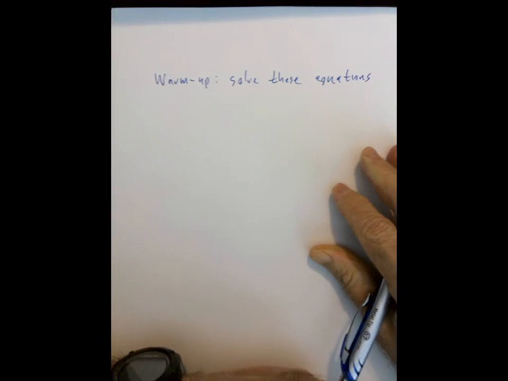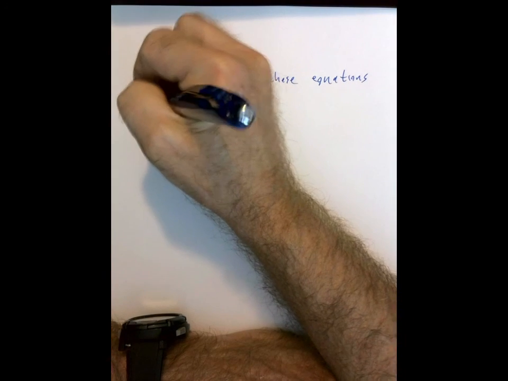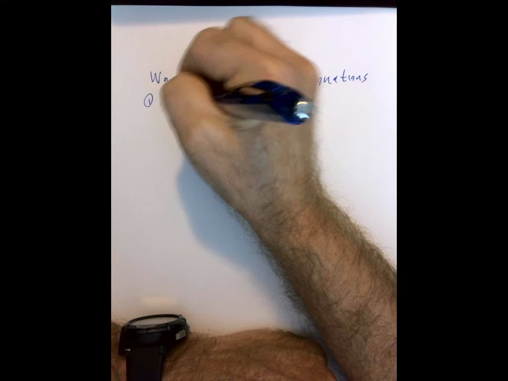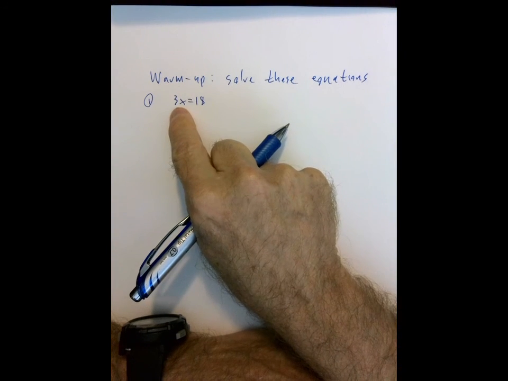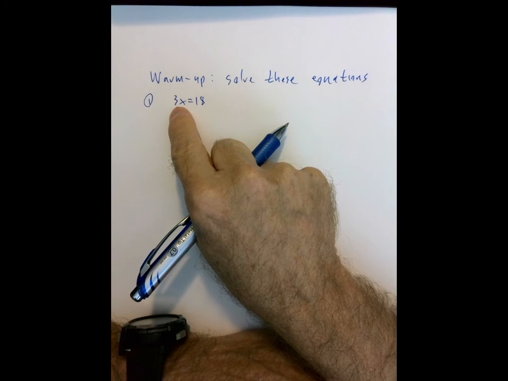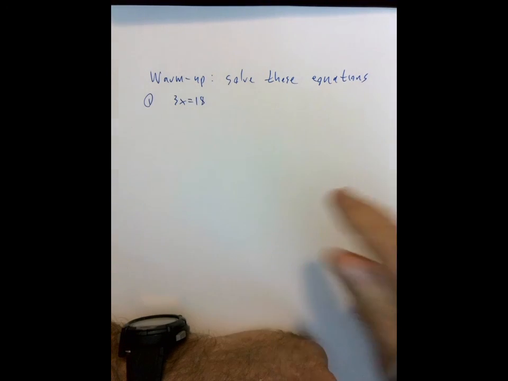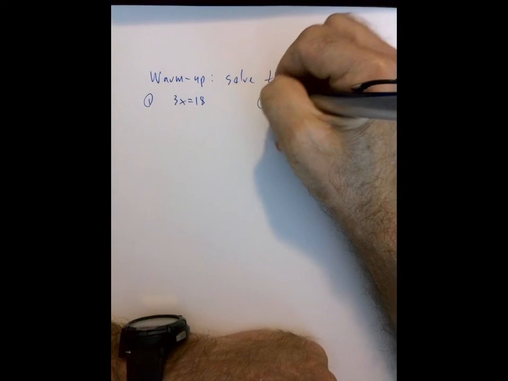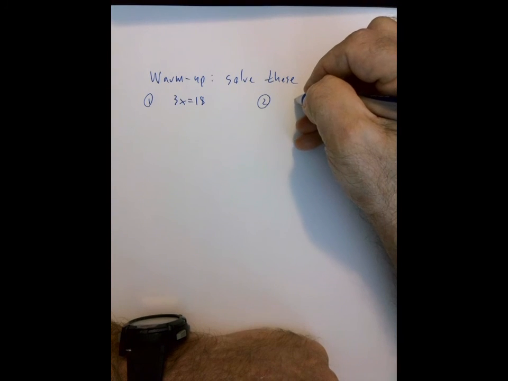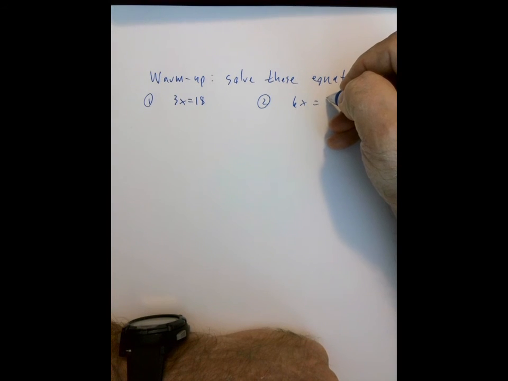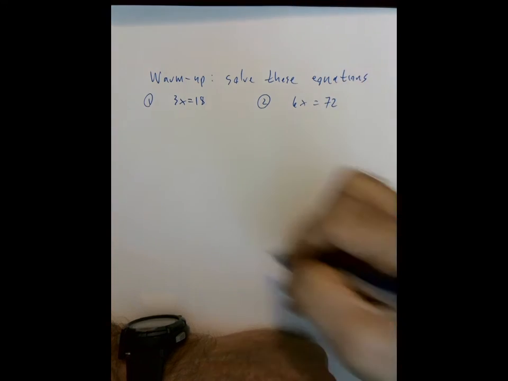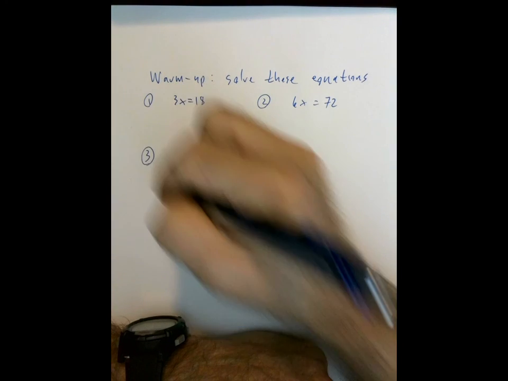Okay, so number one, 3x is equal to 18. And remember, that's the operation. There's multiplication, so to solve it, we're going to divide both sides by 3. Okay, number two, how about 6x is equal to 72. Let's try that.